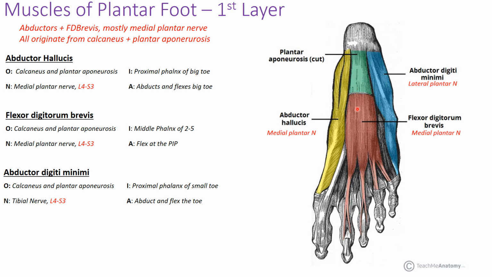Next, we have our flexor digitorum brevis. This is also innervated by the medial plantar nerve. Great, they're side by side. The flexor digitorum brevis is again originating from the calcaneus and plantar aponeurosis. It is inserting into the middle phalanx of digits 2 through 5. It is going to flex at the proximal interphalangeal joints.